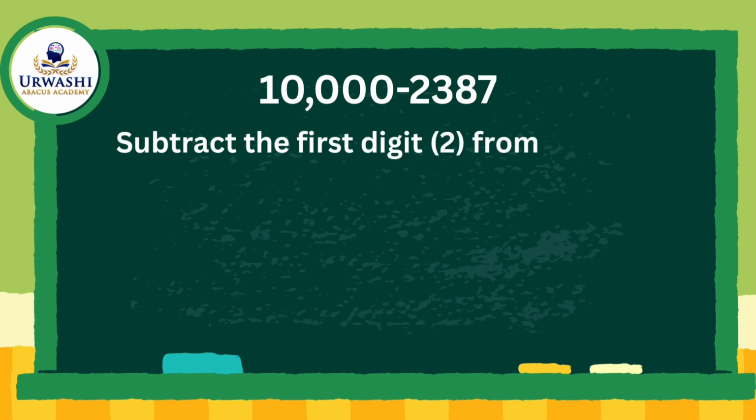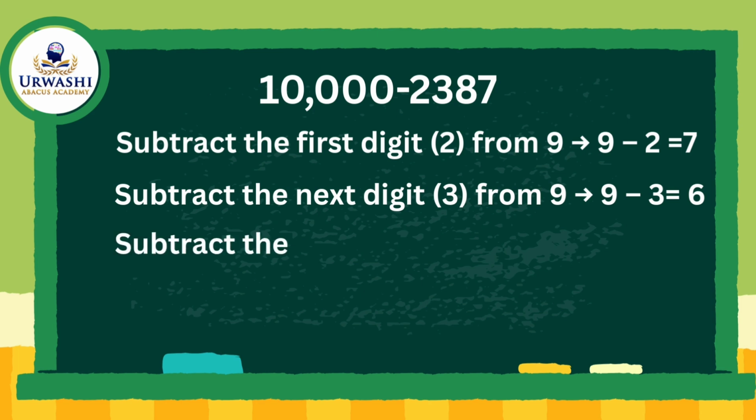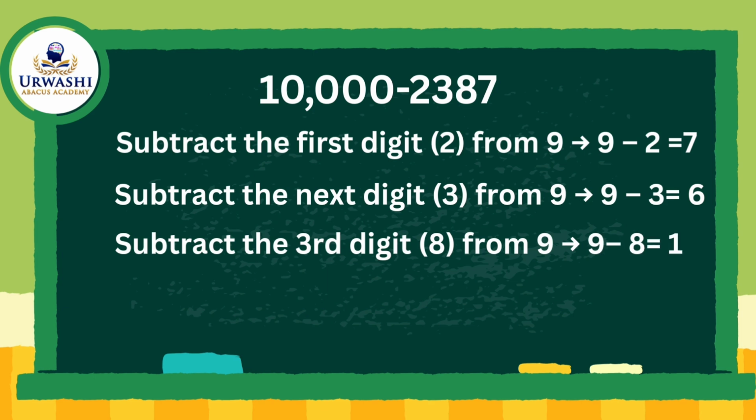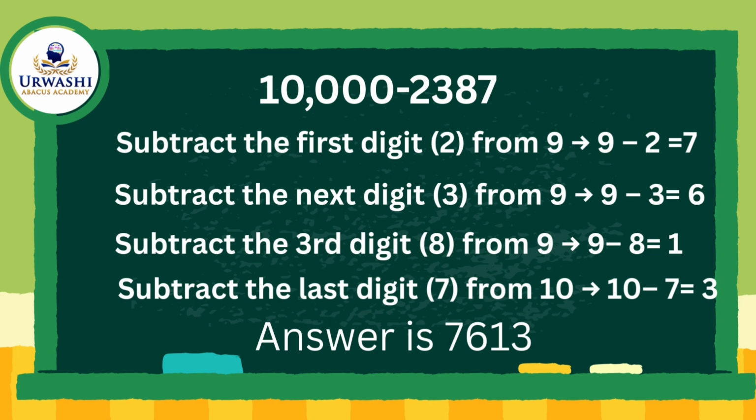Let's look at one more example. Subtract the first digit 2 from 9, and that is 7. Subtract the next digit 3 from 9, and that is 6. Subtract the third digit 8 from 9, and that is 1. Finally, subtract the last digit 7 from 10, and that is 3. So the answer is 7613.